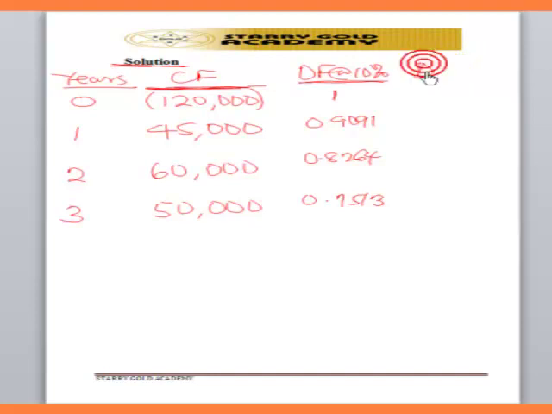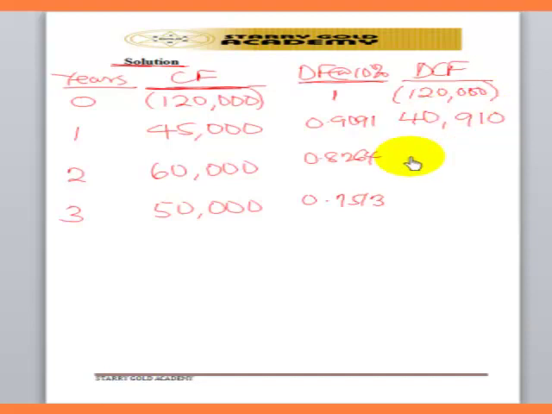Then we can compute the discounted cash flow now. We have discounting factor times cash flow. That will be 120,000 times 1, which is 120,000. Then we have 45,000 times 0.9091, which is equal to 40,910 naira.